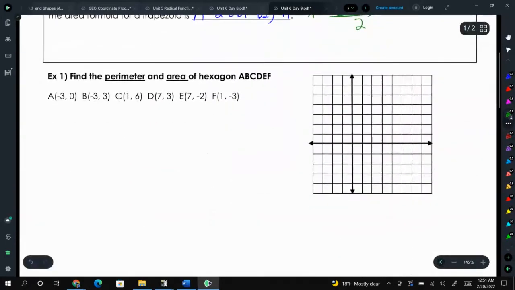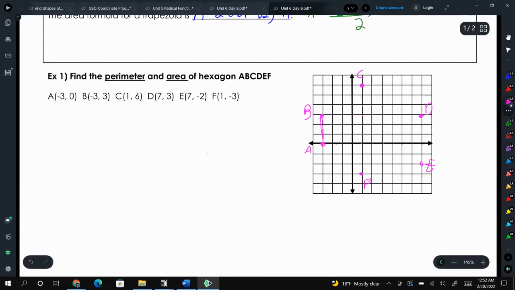So let's look down here. We're going to find the perimeter and area of this hexagon. So let's plot our points. A is -3, 0. B is -3, 3. C is 1, 6. D is 7, 3. E is 7, -2. C, D, E. And F is 1, -3.